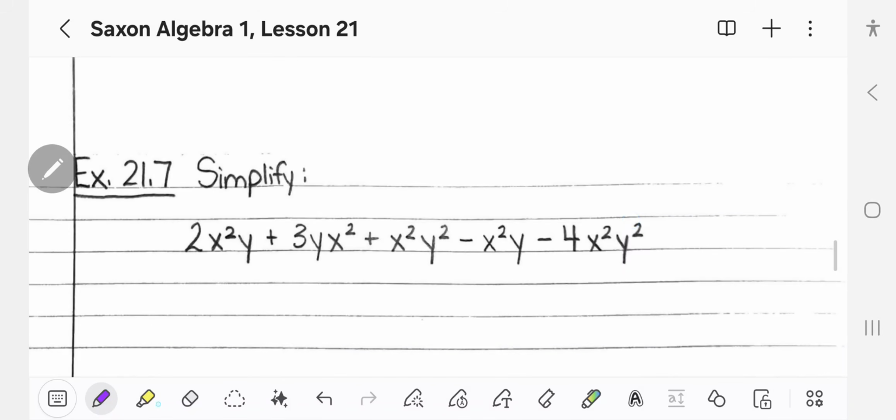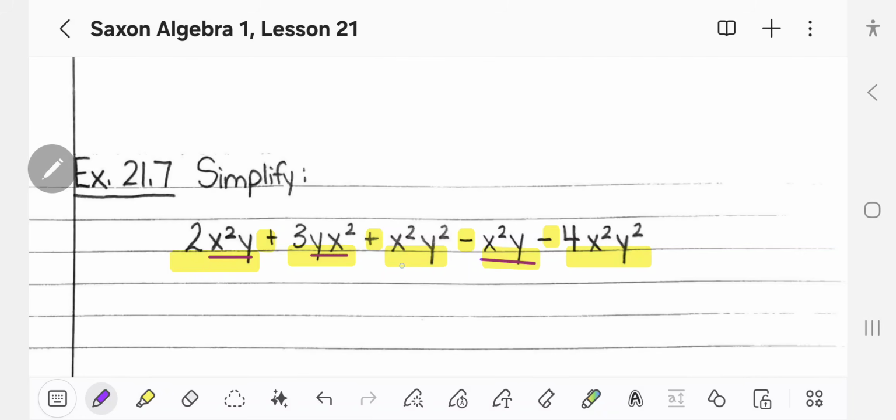Example 21-7. Let's look at our terms. Here I have 1 term, 2, 3, 4. Ooh, we're up to 5. Okay, so we've got 5 terms. Let's look at our variables. We have an x squared y. This is an x squared y. This is not. The third one is not. The fourth one is an x squared y. And the 5th one is not.